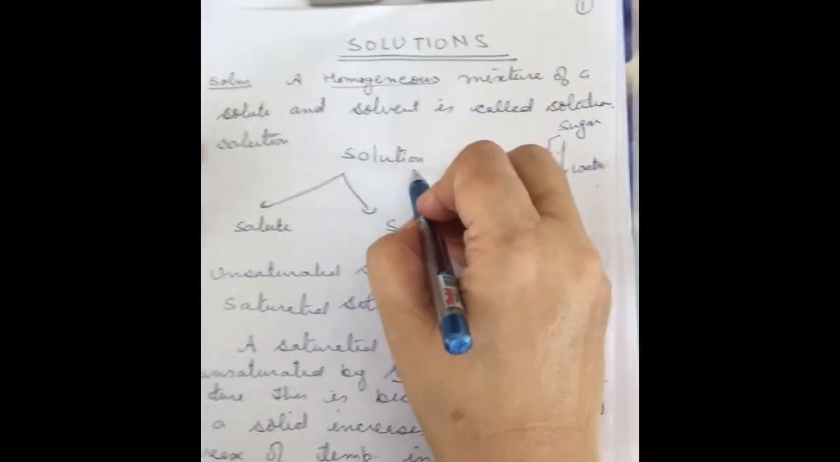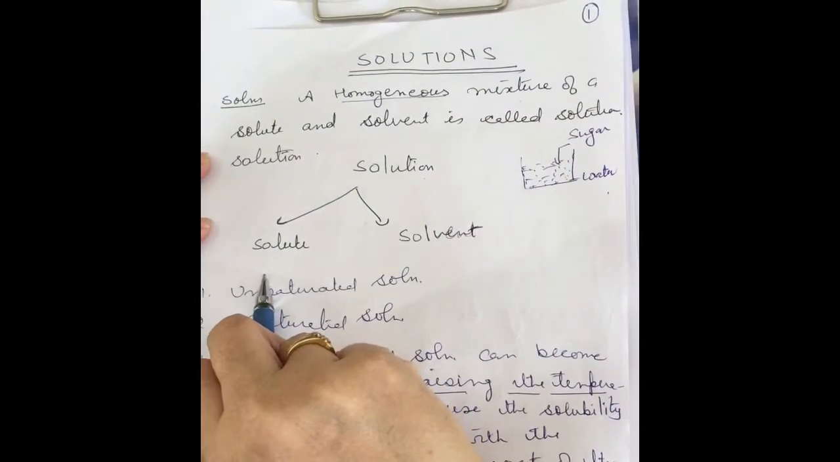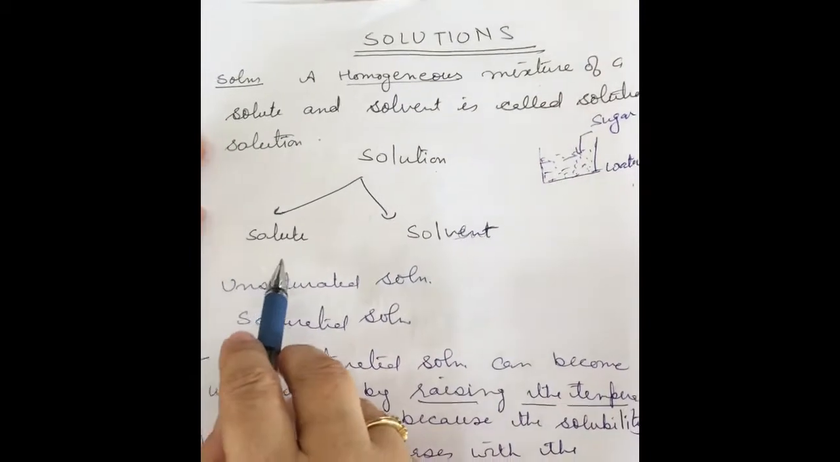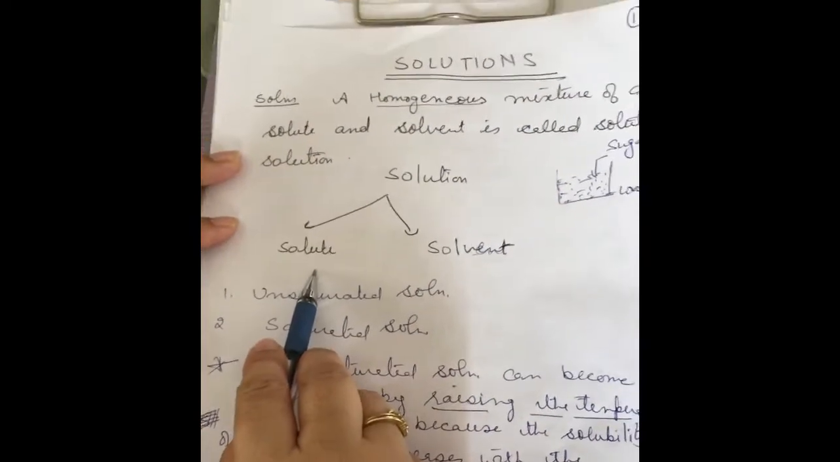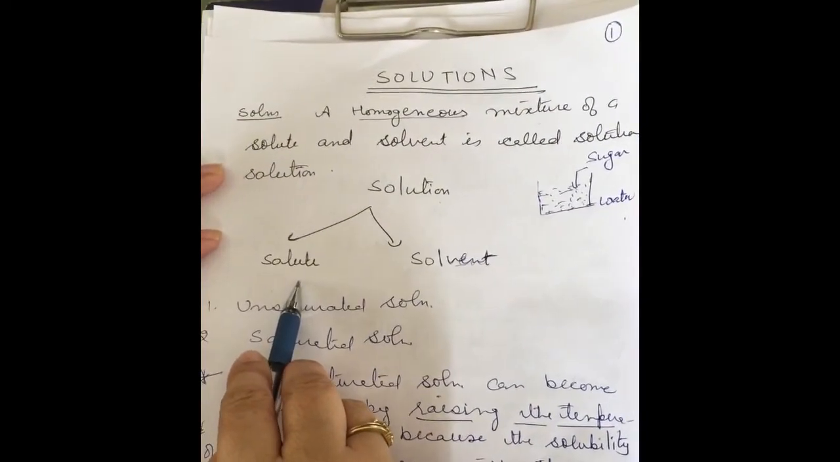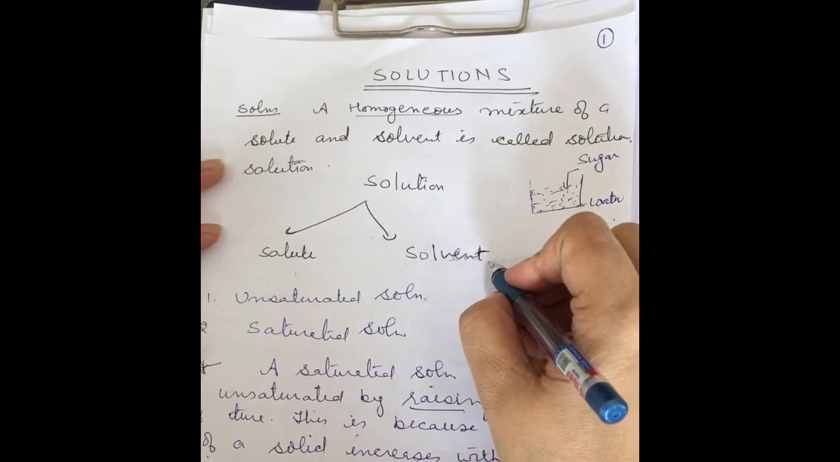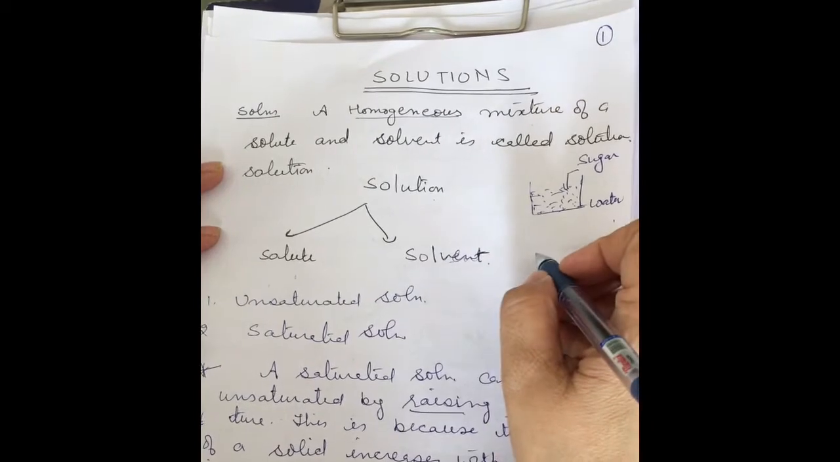A solution has two components, solute and solvent. The component which is present in smaller amount is known as solute, and which is present in larger amount is known as solvent.